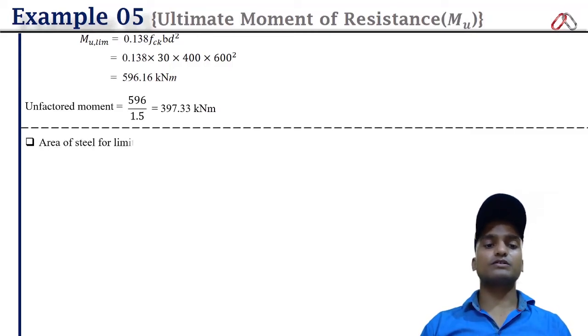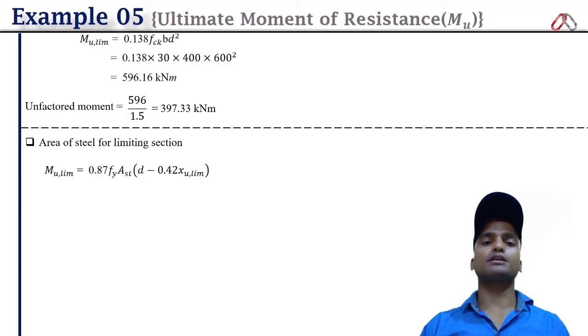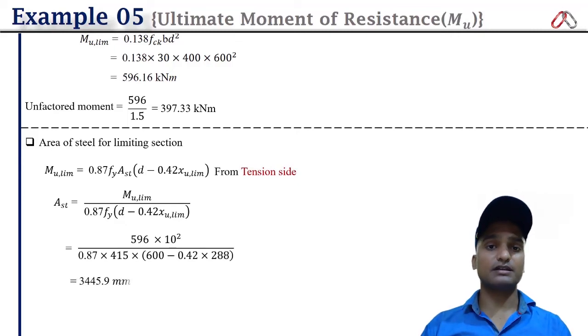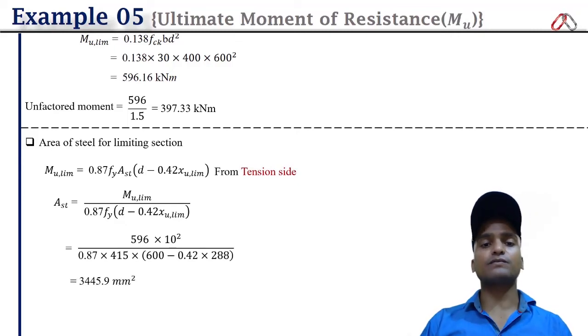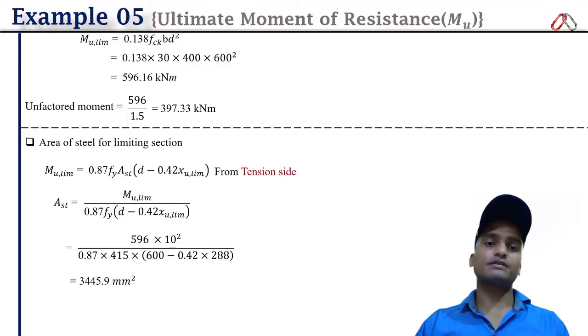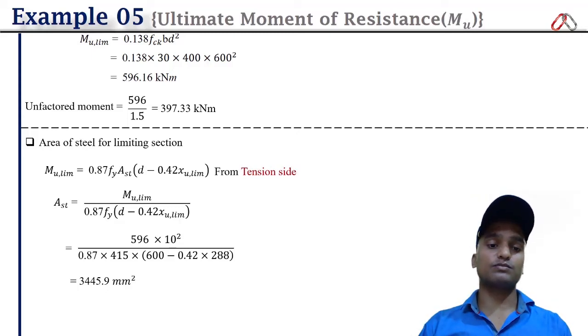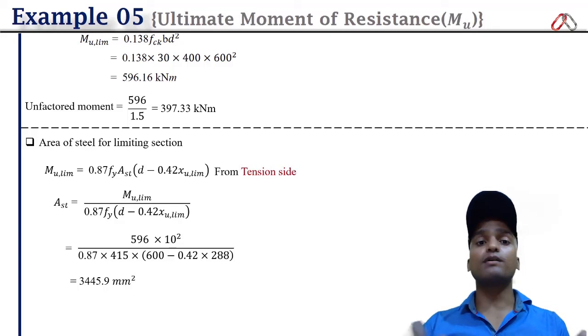Now in the question it is also asked what is the area of steel for the limiting section. It can be calculated if we equate Mu limiting to the formula from the tension side, put in all these values, and arrive at the area of steel for the limiting section. This means that if we had provided this much area of steel, then our section would have been a balanced section. But you can easily see we have provided an area of steel more than the limiting area of steel reinforcement, and that's why our section is an over reinforced section.